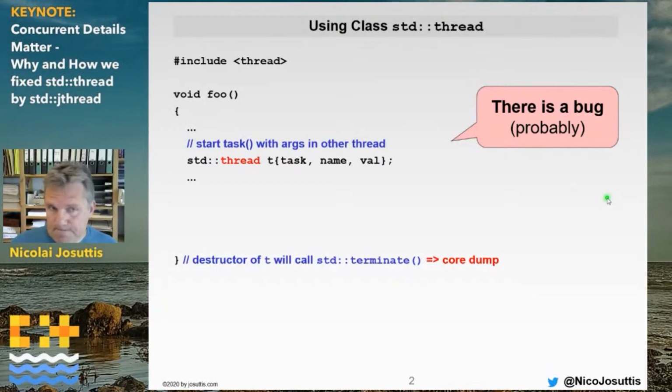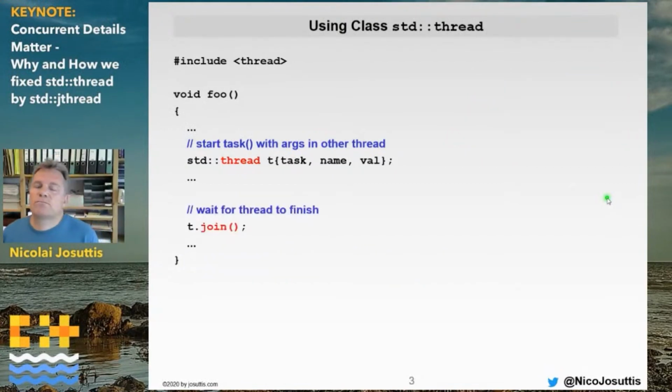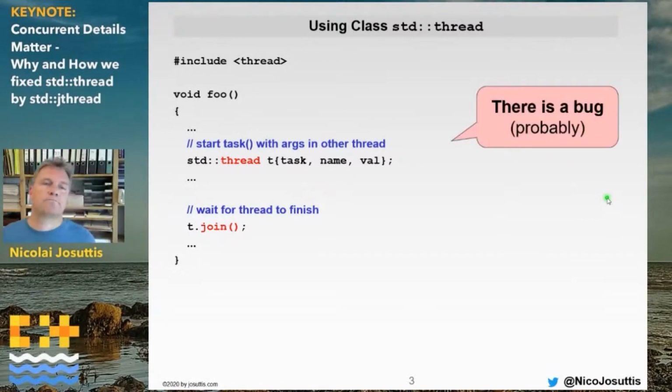So you should join, for example, it, wait for this thread to finish before you leave the scope. Good, everything is fine so far? No, there's still a bug, probably. And the bug now is that it can happen that you don't get to the statement to join the started thread. One example is you have an exception between starting the thread by declaring the thread object and calling join.